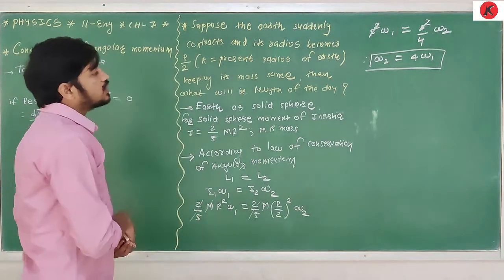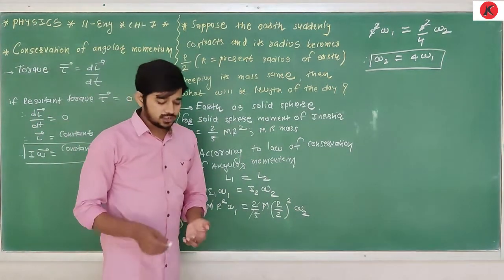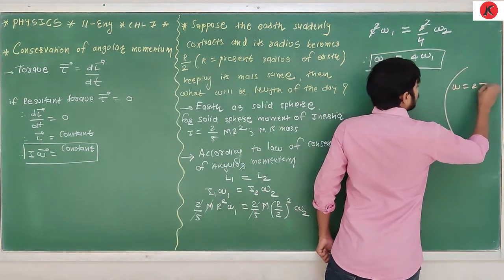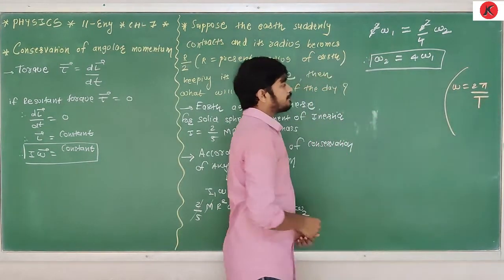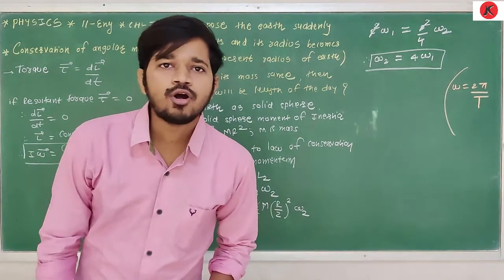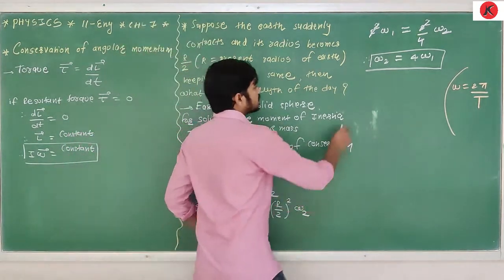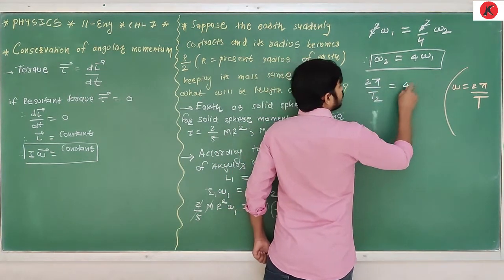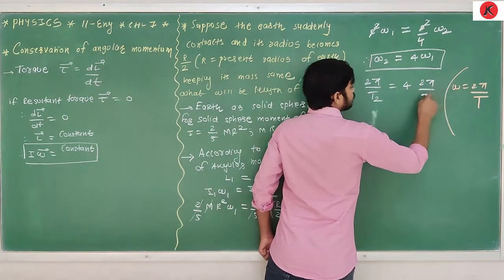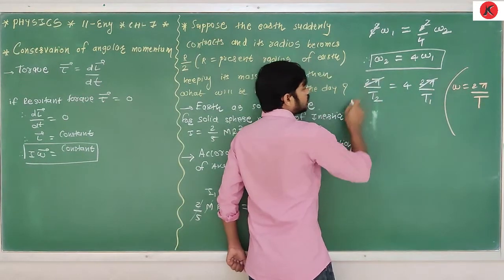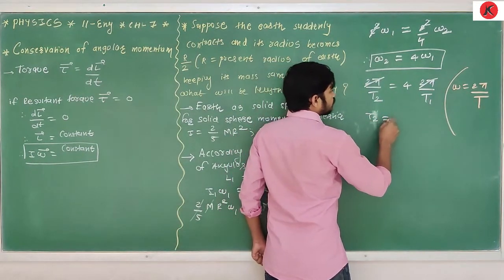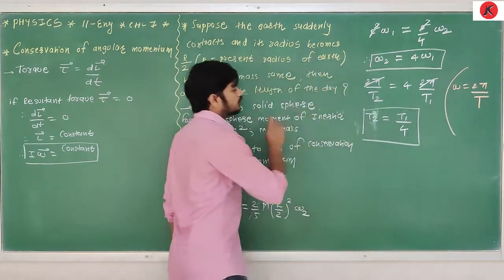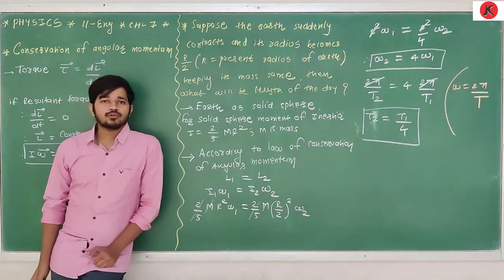So what is the effect on time? Yes, we know one equation: omega is equal to 2 pi upon T. So see, omega 2 means 2 pi upon T2, which is equal to 4 omega 1, and omega 1 means 2 pi upon T1. 2 pi cancels. So T2 is equal to T1 by 4.